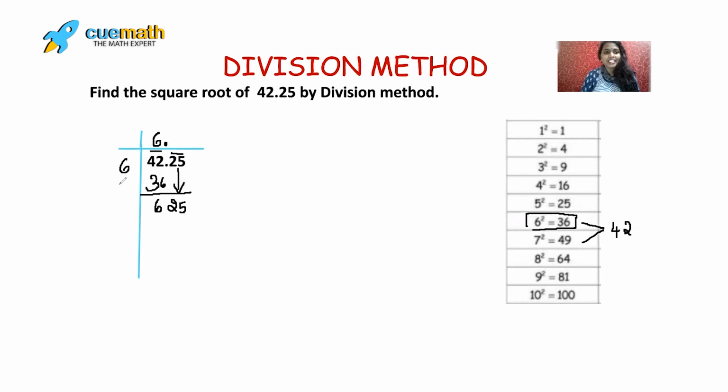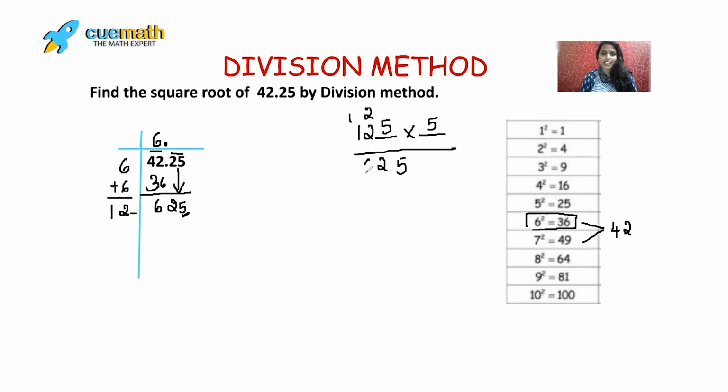Step 3, you have to double the quotient. So 6 plus 6 is 12, and then dash. Now 12 dash times dash. Look at the units place of this number. It's 5, so definitely we have to go for 5. 5 times 5 is 25. 5 times 2 is 10, plus 2 is 12. 5 times 1 is 5, 5 plus 1 is 6. Exactly, this is what we require.